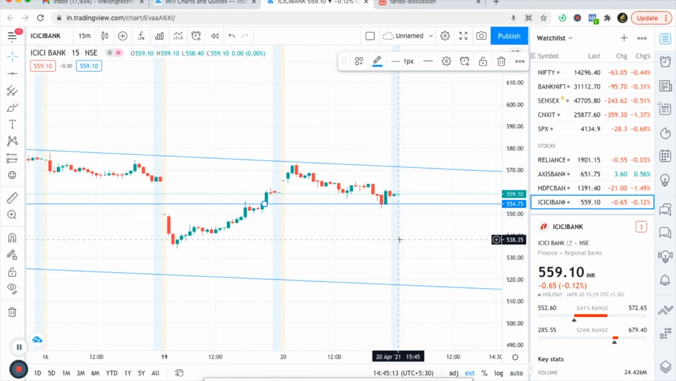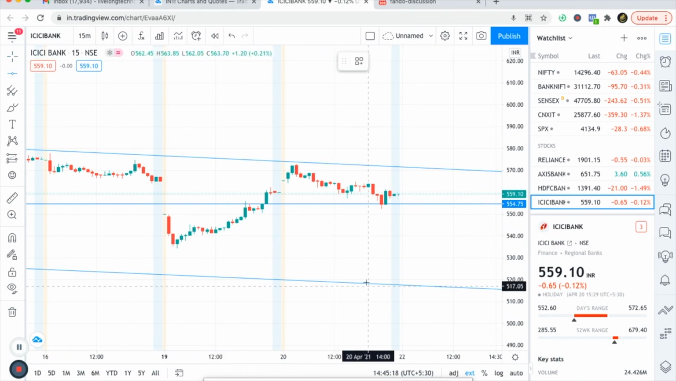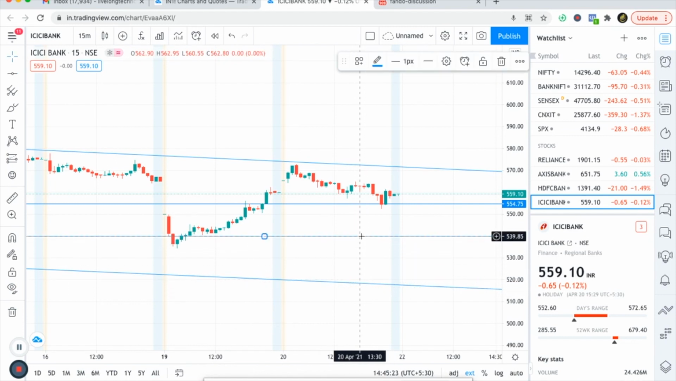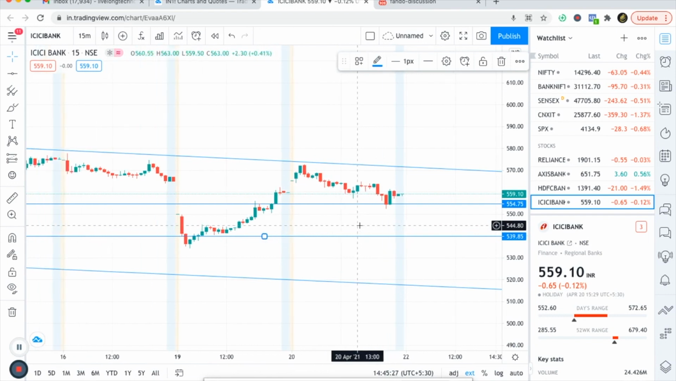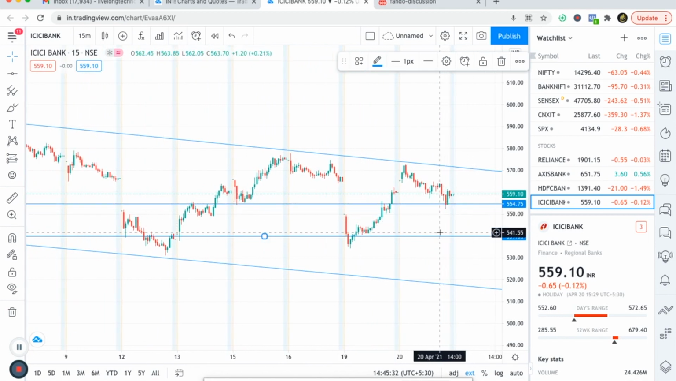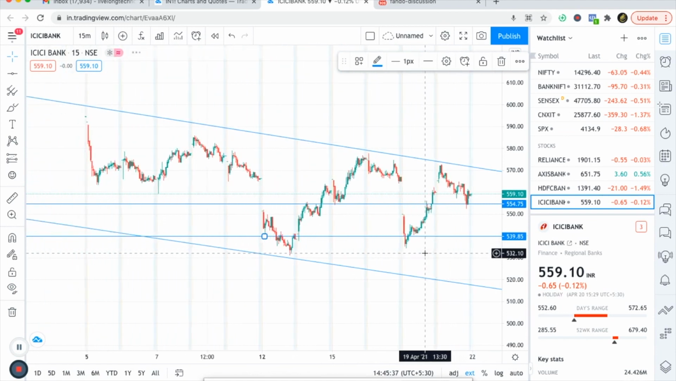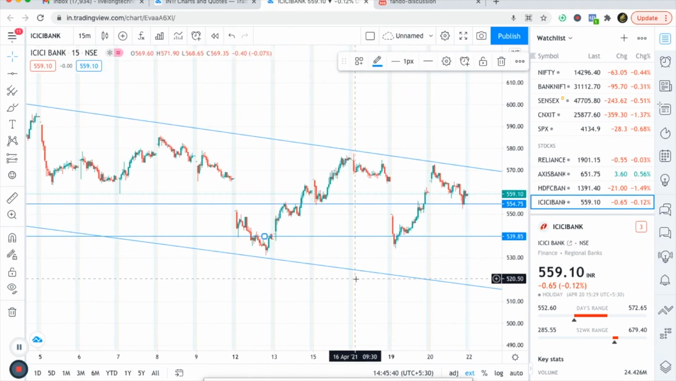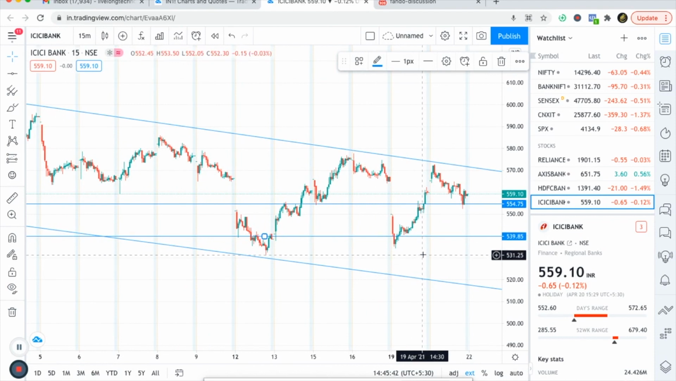Even if this level is also broken, a further downside fall can be expected; I guess the next support is going to be at the lower trend line. That is what we realize here in the case of ICICI Bank. If this level is broken, I expect the price to come down to the next level, which lies somewhere at 539. And if price manages to pierce below this, probably 530, 531 could be the next level for the stock ICICI.